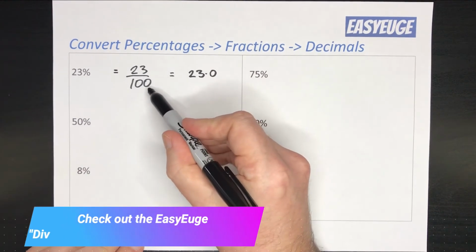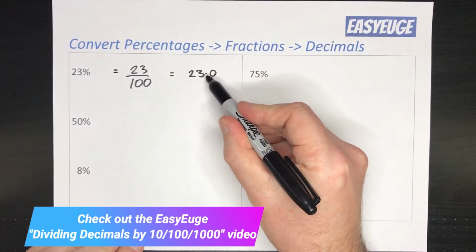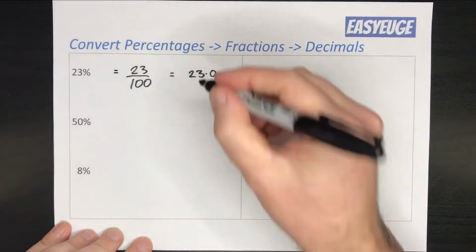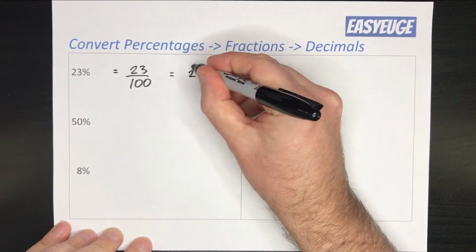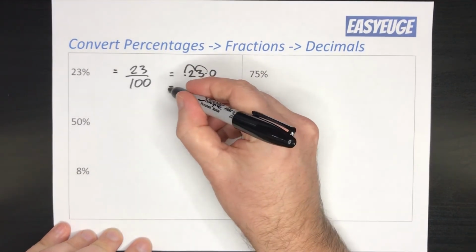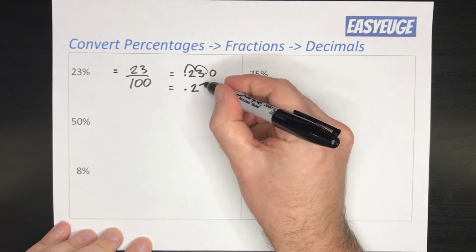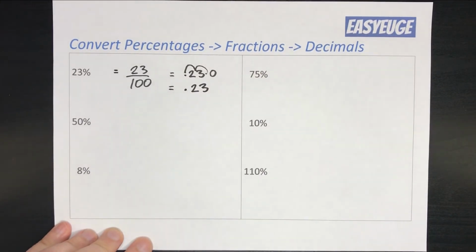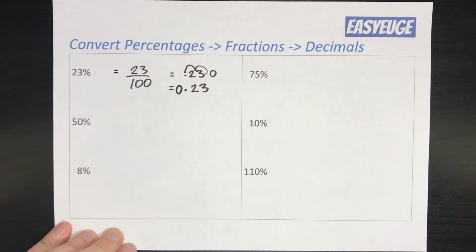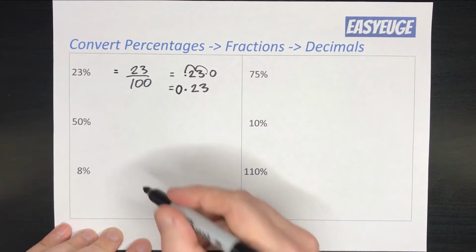So to divide by 100, locate your decimal point and move it 2 places to the left. Let's do it. Let's go 1, 2, and the decimal point goes there. Now this fraction is 0.23. Or, to make it look a lot tidier, 0.23. And there you go. You've just converted your first percentage into a fraction into a decimal. Let's check out the rest of them.